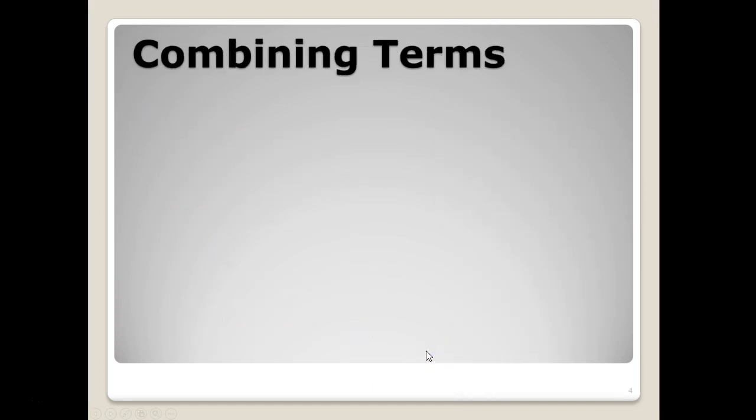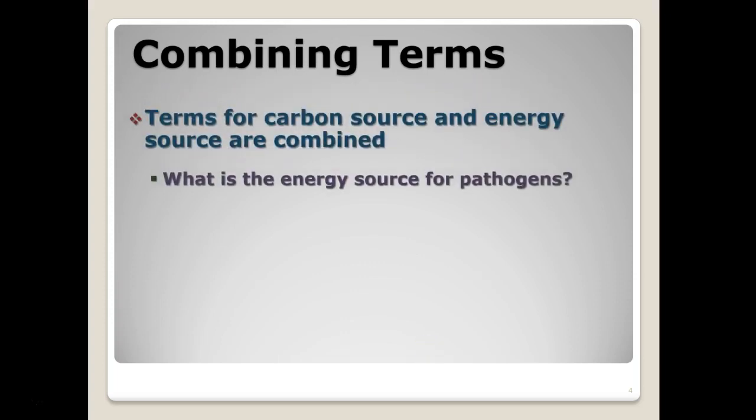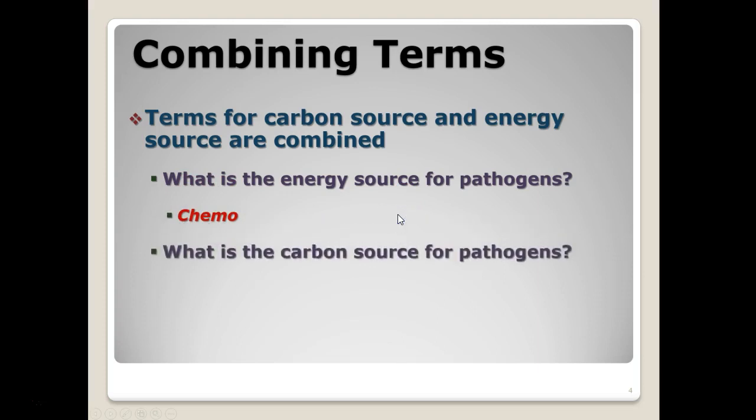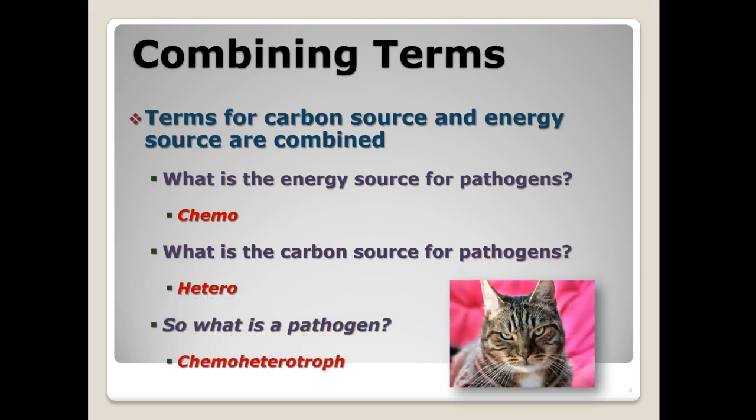Now, we never do anything simply in science. We combine those terms to describe organisms in manners of what energy and carbon they use. So combine those two together, and if we're looking at a pathogen, the energy source for a pathogen, we would use the term chemo, that prefix. If we're talking about what source of carbon they're using, the pathogens would be hetero. And so we can combine those two and get what's called a chemoheterotroph.